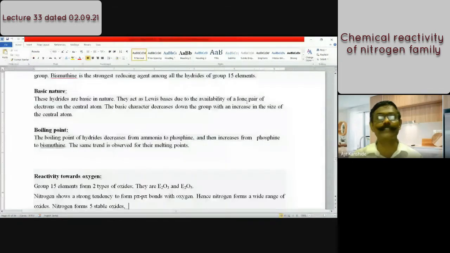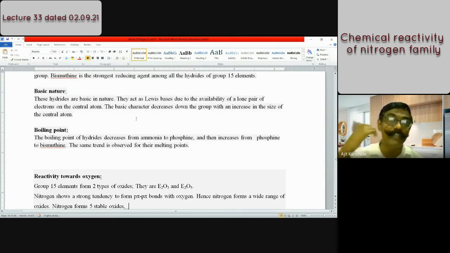Next point, basic nature. These hydrides are basic in nature. Basic here means acidic-basic in that category. They are Lewis bases due to the availability of a lone pair of electrons on the central atom. See, I discussed that point. For the Lewis acid strength of BF3, BCl3, BBr3 and BH3, we compared their Lewis acid strength. Now we are discussing their basic nature in terms of the Lewis concept.